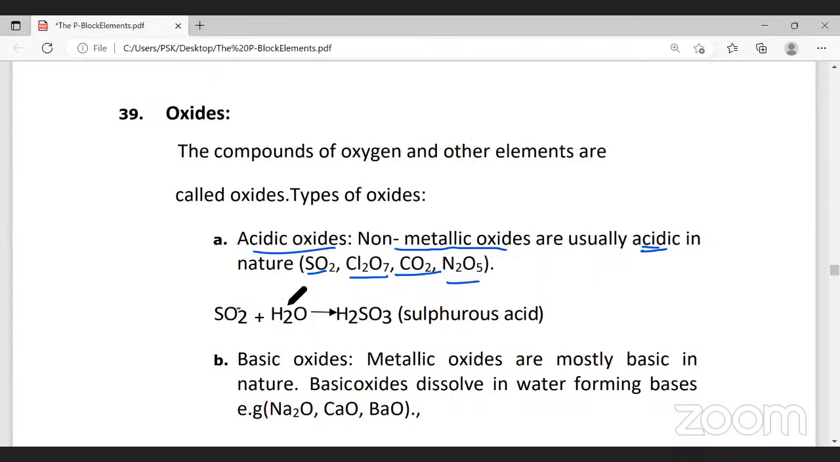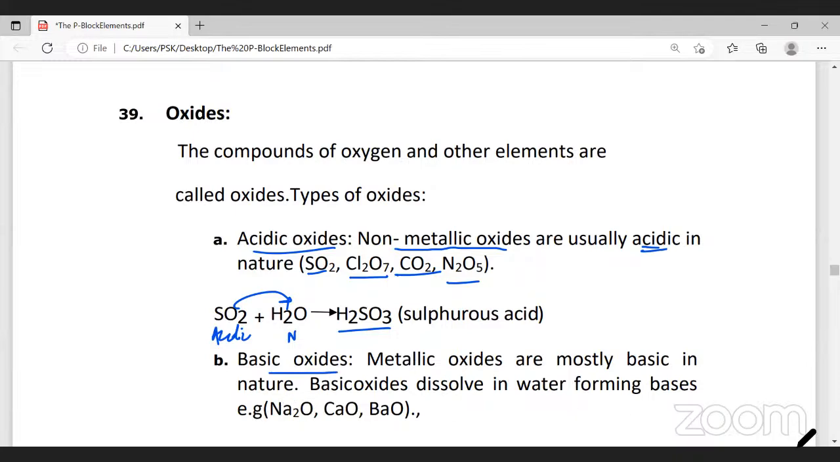Sulfur dioxide, when dissolved in water, gives H2SO3, sulfurous acid. Now, this is an acid. This is neutral. So that means the nature of SO2 should be acidic. So oxides, when dissolved in water, if they form an acidic solution, are called acidic oxides. Generally, they are non-metallic oxides.